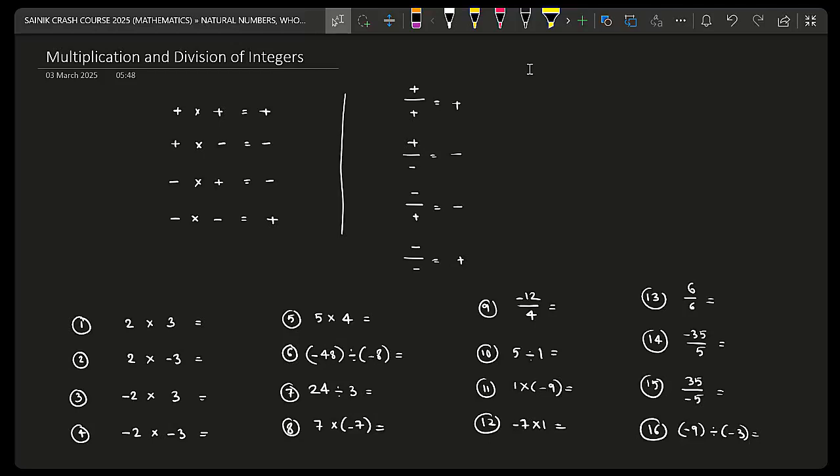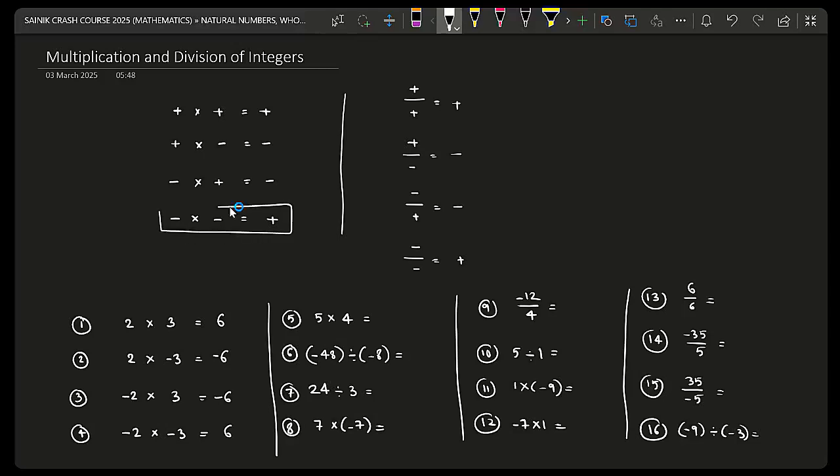Yes, sir. First, 2 into 3, 6. Second one, 2 into minus 3, minus 6, because plus into minus is minus. Third one, minus 2 into 3, minus 6. Next, minus 2 into minus 3 equals 6, or plus 6, both are the same, because we know negative into negative is positive. Okay, very good. Mayur, you can mute yourself.